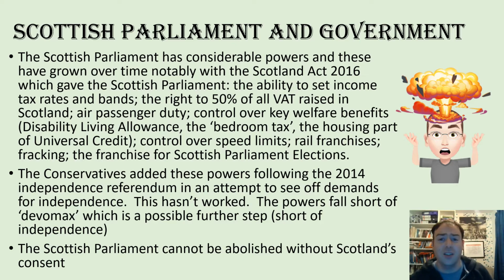The Scottish Parliament has considerable powers. Those have grown most notably with the Scotland Act of 2016, which gave the Scottish Parliament the ability to set income tax rates and where the income tax bands fell. The right to 50% of all VAT raised in Scotland, control over passenger duty, control over key welfare benefits, notably disability living allowance, the bedroom tax, the housing part of universal credit. They also have control over speed limits, rail franchises, fracking, and franchise to Scottish Parliament elections.